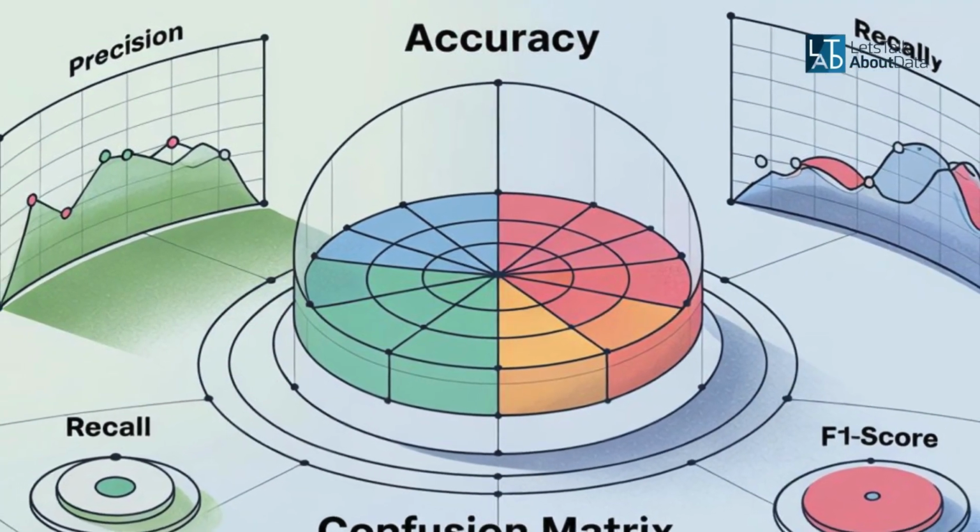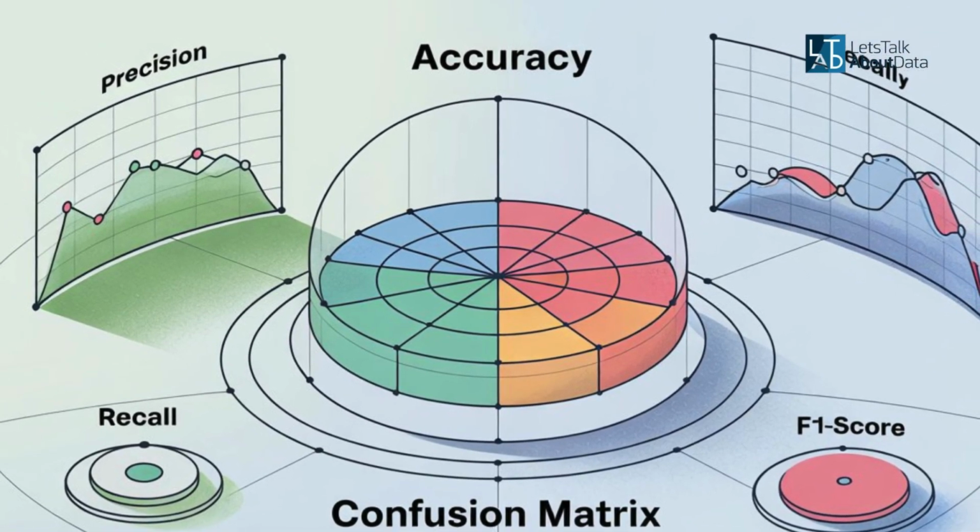Evaluation metrics: accuracy, the proportion of correctly predicted instances; precision, recall, and F1 score, important for imbalanced datasets; and mean squared error, MSE, for regression tasks.